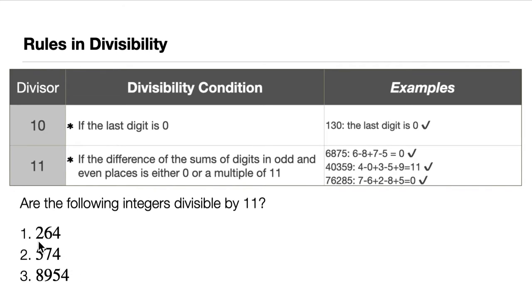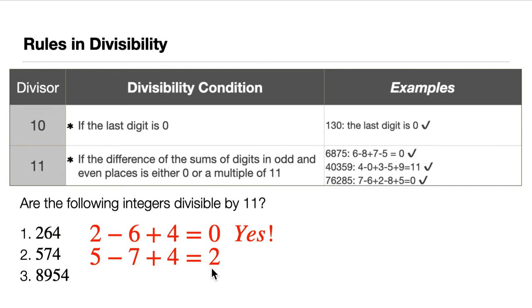Let's see. 2 minus 6 is minus 4. Minus 4 plus 4 is equal to 0. So indeed, it ended with 0, therefore it is divisible by 11. Number 2: 5 minus 7 is minus 2. Minus 2 plus 4 is positive 2. So it didn't end up with 0 or any multiple of 11. Therefore, this number, 574, is not a multiple of 11.